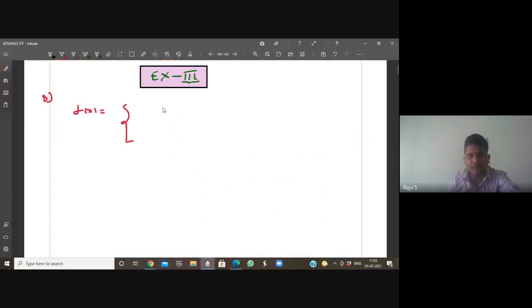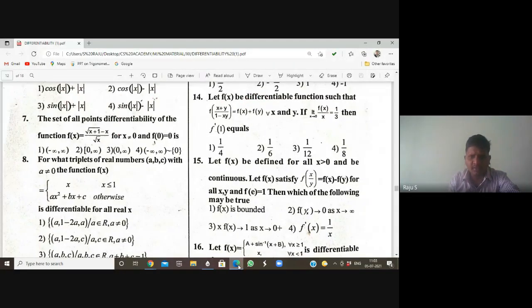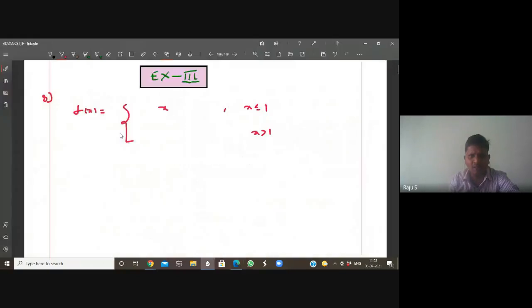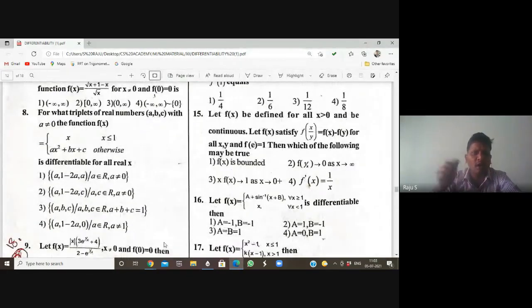x if x is less than or equal to 1, and for x greater than 1, otherwise, it must be greater than 1. So they have given a quadratic expression, that is ax square plus bx plus c, right? So if you observe all the options, we need to find the a, b, c values.